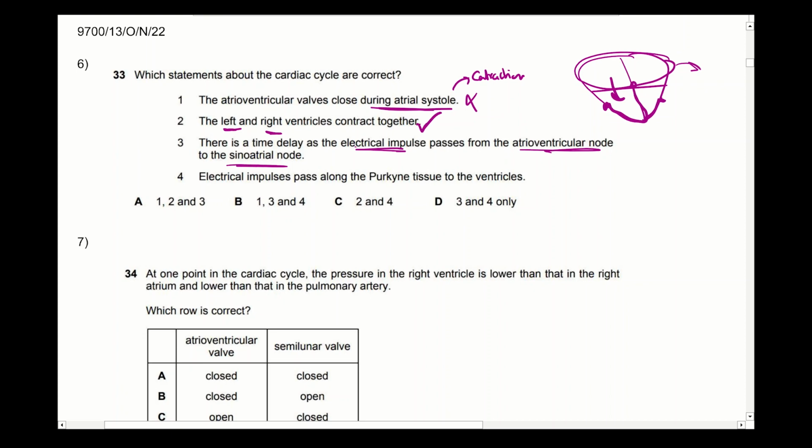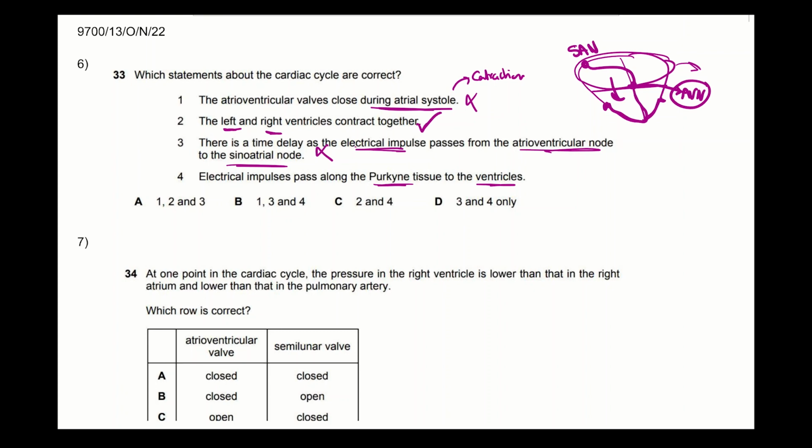Now the order here is incorrect. Now you must know that the sinoatrial node is at the right atrium. And now the impulses pass to the atrioventricular node, which indeed delays the impulse. Therefore, this is incorrect. For 4, electrical impulses pass along the Purkinje tissue to the ventricles.